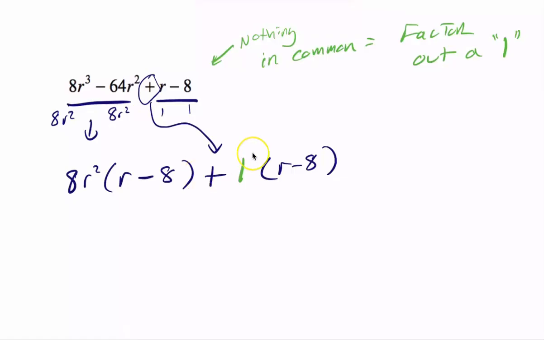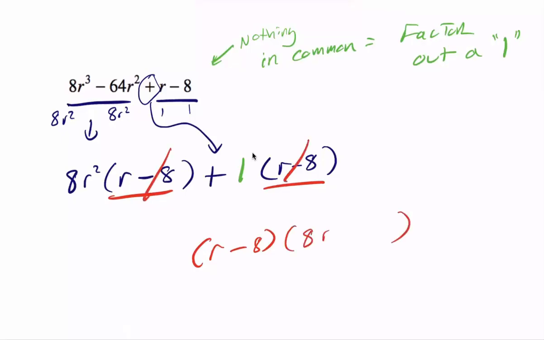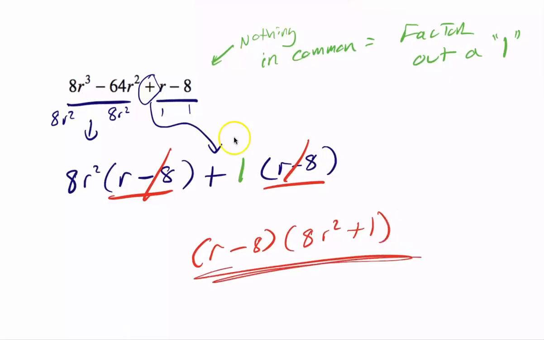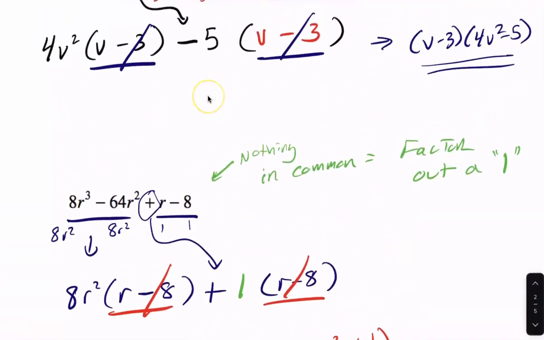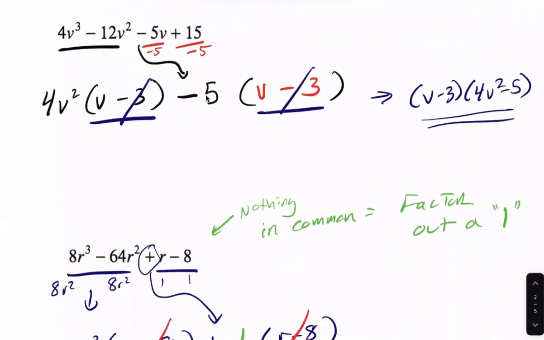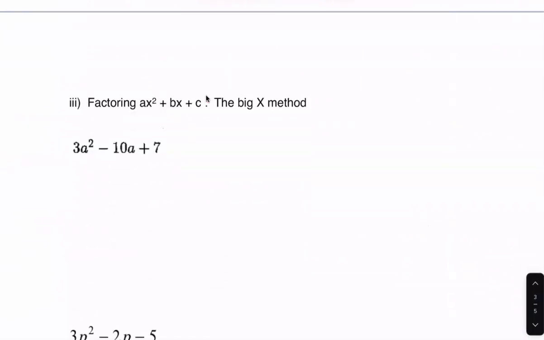And now look, these match still. So factor that out, r minus 8, gone. What's left over? 8r squared plus 1. So that's all we did with factor by grouping. We did factor by grouping, we did factor out a monomial. And now, let's go to the main thing.